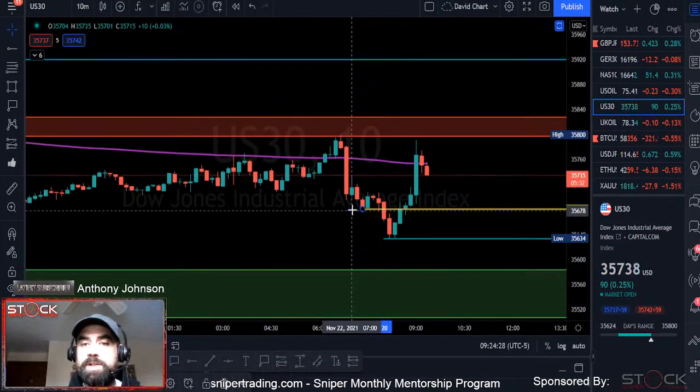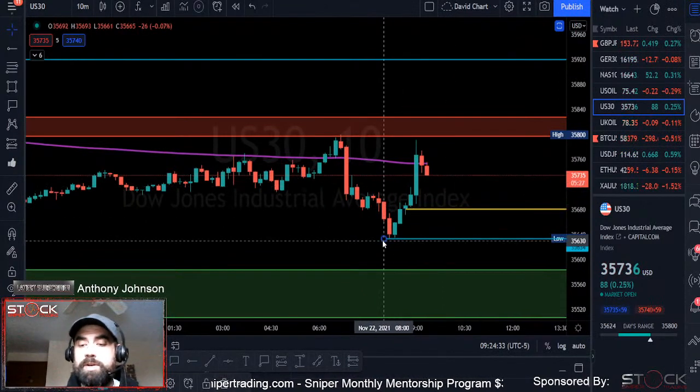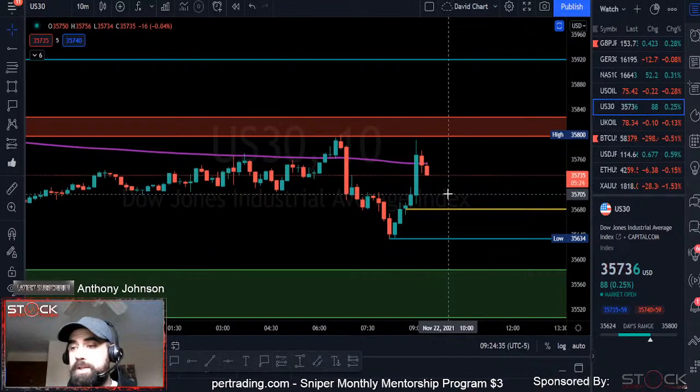Now I'm just going to move this over here. That's what I wanted to see. You can see it's holding nice support. Now US 30 is starting to retrace. I think that might mean gold might flip.